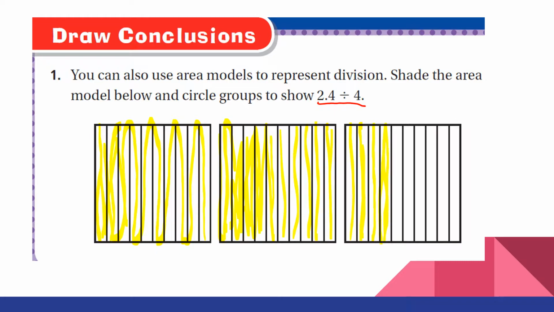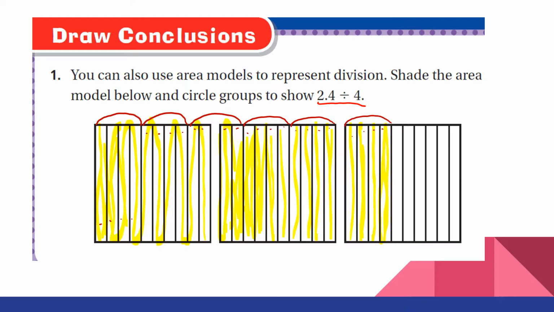Now, what I need to do is go back and circle groups of 4. So 1, 2, 3, 4. That's one group of 4. 1, 2, 3, 4. That's a second group of 4. Another group of 4. Another group of 4. Another group of 4. A last group of 4.